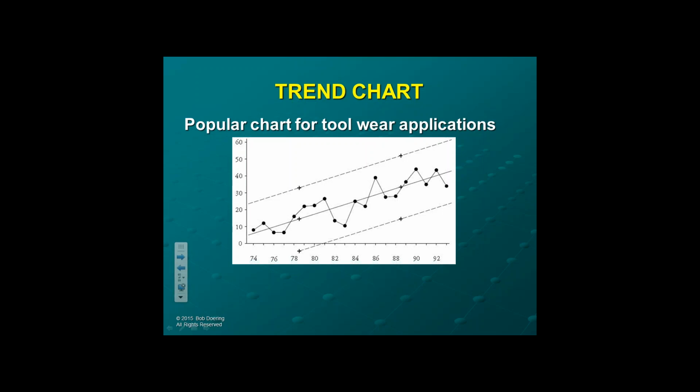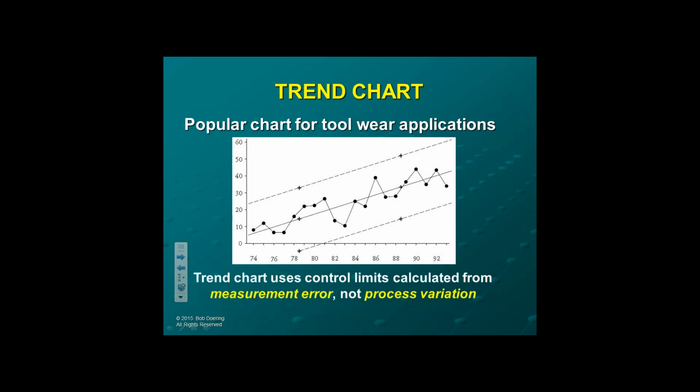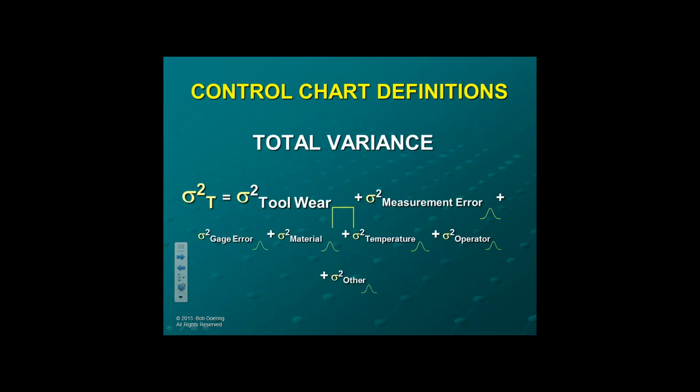What people try to do is generate a chart about the variation that they see on this chart when it's actually trending up from the tool wear. But all they're looking at is measurement error. And it's a very difficult chart to actually generate, and it has nothing to do with process variation. So it's really a waste and a useless chart.